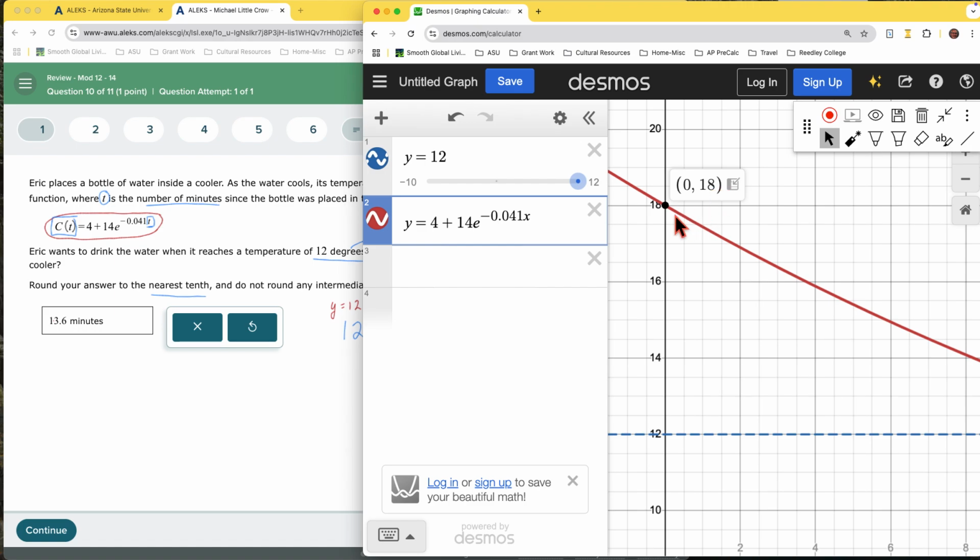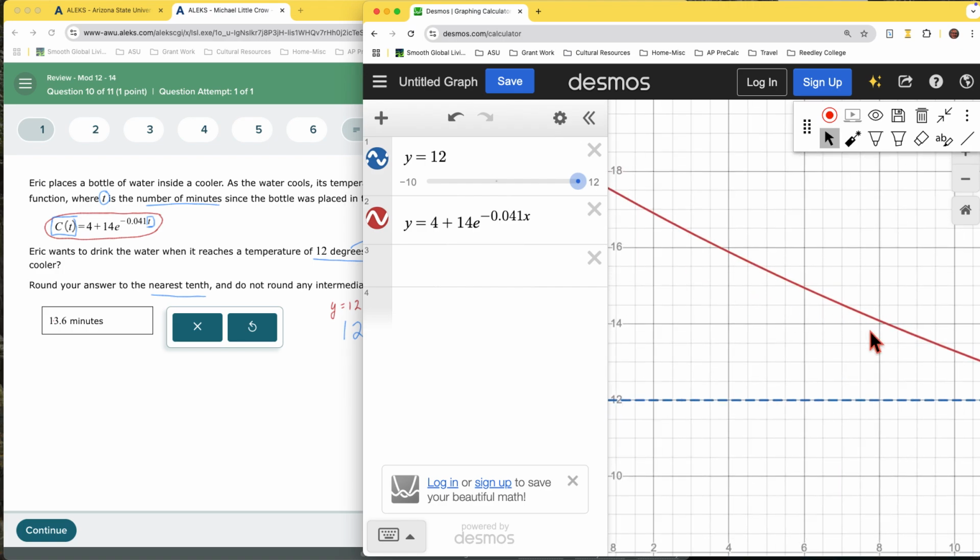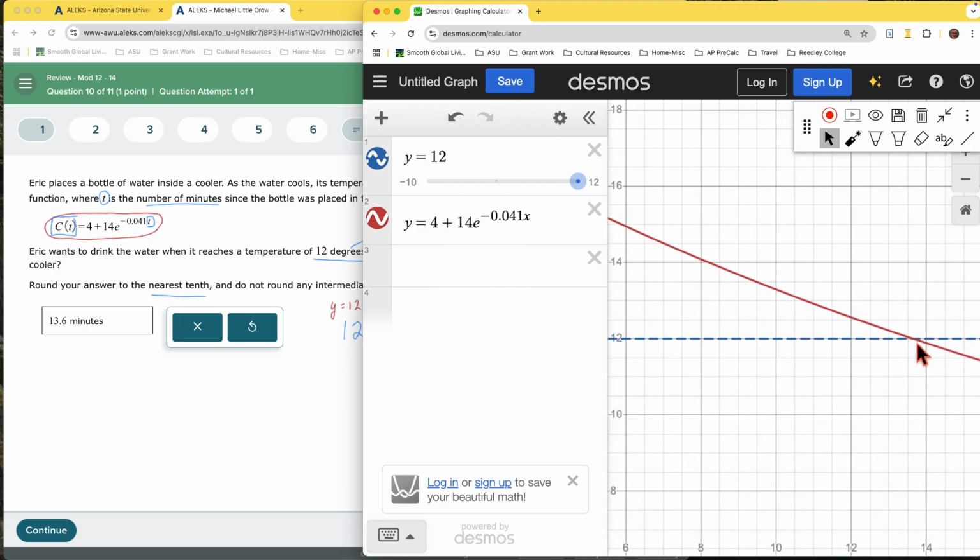But that's what we're told, that's what the equation's telling us. So, we see this with the graph. And then over time, because it's in the ice chest, it's going to cool down. And then it gets to the perfect drinking temperature of 12 degrees Celsius after about 13 and a half minutes. So, wait 14 and you're going to be good.